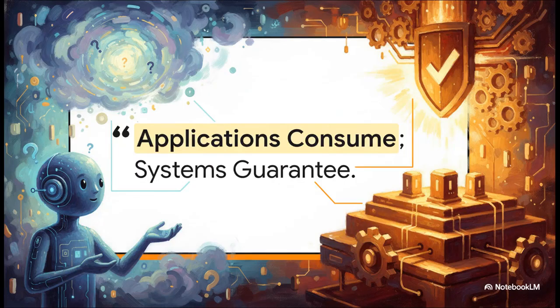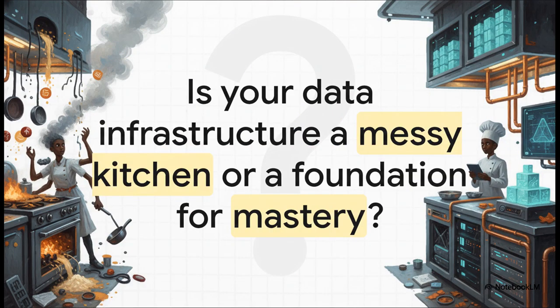And this quote just sums it up perfectly. Applications consume, systems guarantee. The job of the AI agent, the application, is just to ask for what it needs. The job of the system underneath it all is to deliver a reliable, fast, and accurate answer every single time. No excuses.